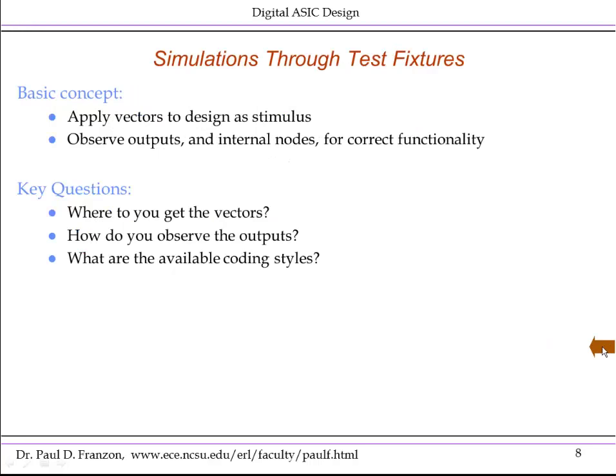In this submodule, we're going to deal largely with simulation through test fixtures. The basic idea is you want to apply vectors to your design and observe the outputs and some of the internal nodes for correct functionality. This means you've got to think of ways of getting those vectors that give you as many different avenues of attack as possible. And you've also got to think about how you're actually going to observe the outputs, particularly as observing a screen with a bunch of waveforms on it is not necessarily the best method.